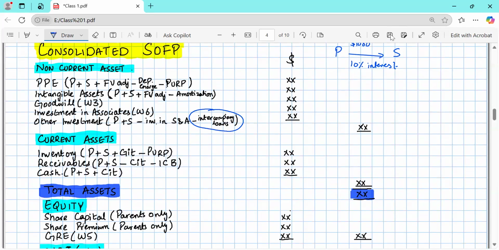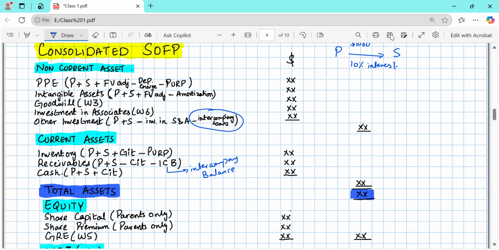Then receivables. In receivable, you can see parent's receivable plus subsidiary receivable minus CIT, which means cash in transit. What is that? We will be talking about that in a few minutes. Minus ICB. ICB means intercompany balance. Intercompany balance means any balance that is between the companies, like for example, any receivable or payable balance that is between the parent and subsidiary. Okay. So any intercompany thing you have to remove.